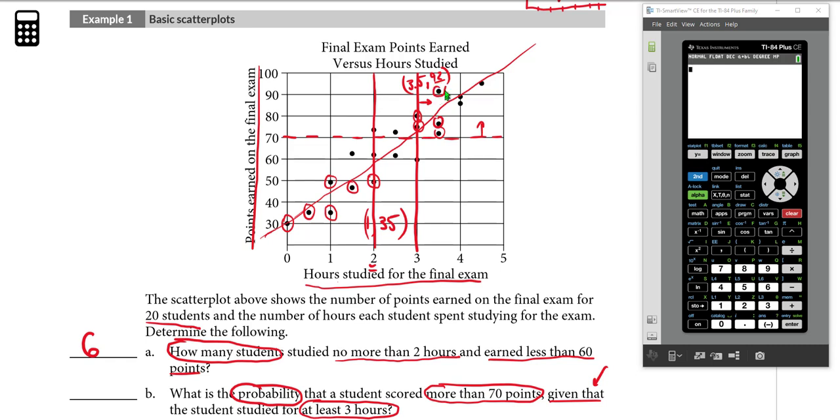Again, let me get rid of that. Make sure there's a point there. There is that, and that. So how many is that? 1, 2, 3, 4, 5, 6, 7, 8. So there are 8 students there.